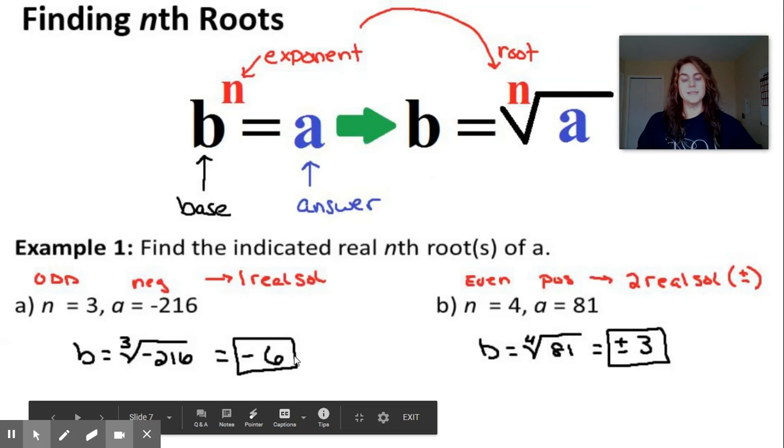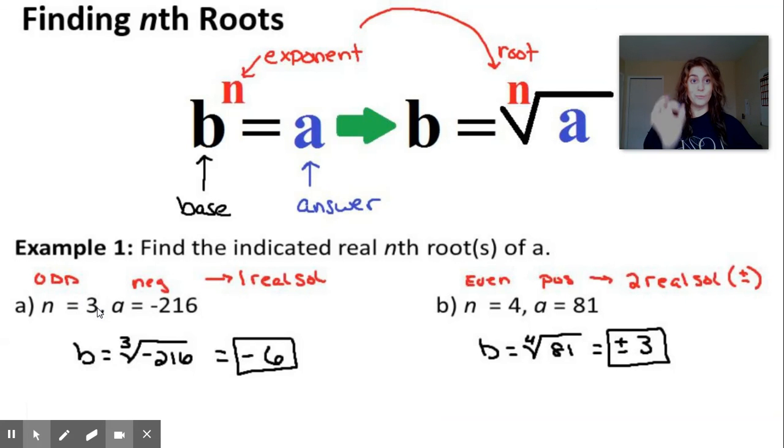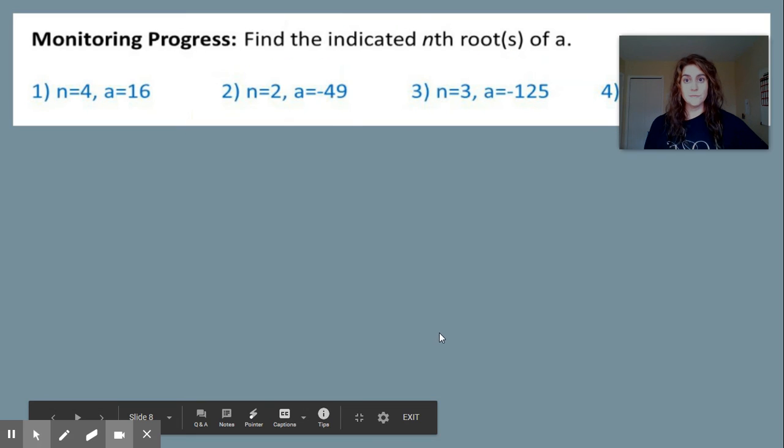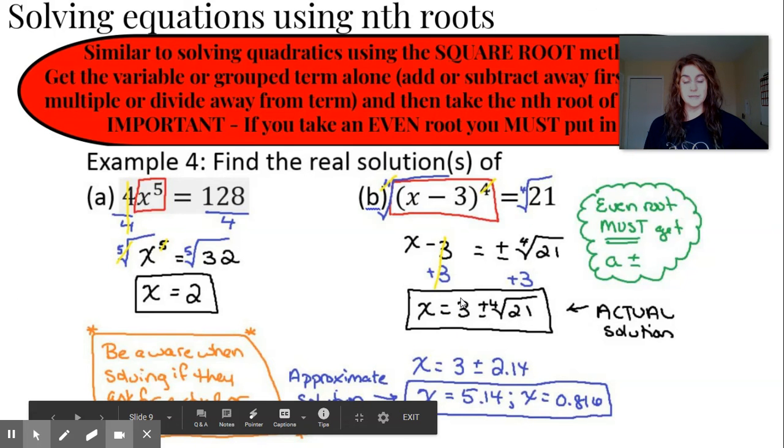So again, this is just some simple simplifying. It's an odd root with a negative number, so that will get me a -6. This is an even root with a positive number. I would have a plus or minus in that case. So again, it's important to know odds are whatever they are. If it's a positive number, it's positive. If it's a negative number, it's negative. If it's 0, it's 0. If it is an even root, that's when you're going to have your different values. Okay, and again, we'll go through those in class.